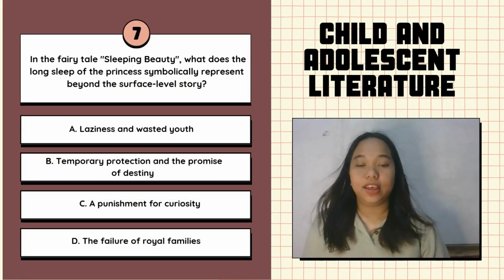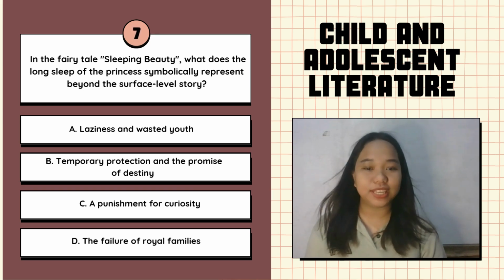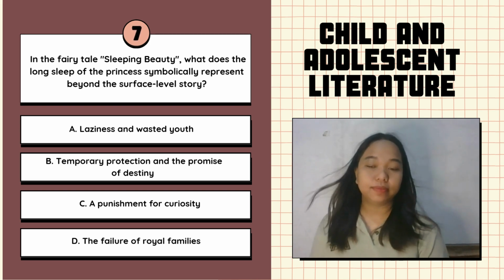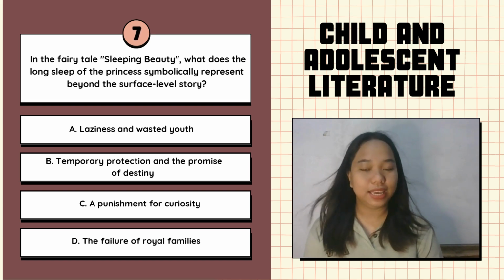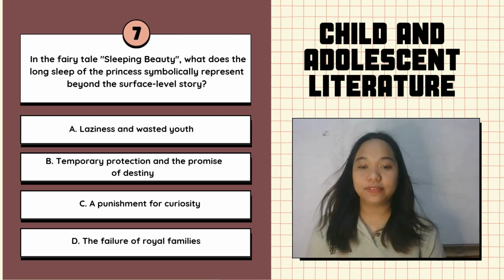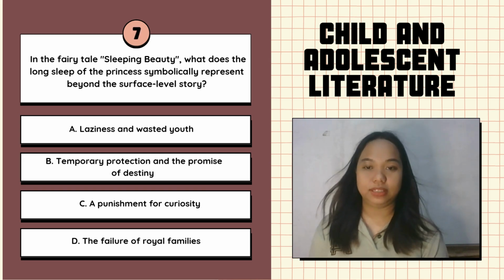Number 7. In the fairy tale Sleeping Beauty, what does the long sleep of the princess symbolically represent beyond the surface level story? Letter A, laziness and wasted youth. Letter B, temporary protection and the promise of destiny. Letter C, a punishment for curiosity. And letter D, the failure of royal families.